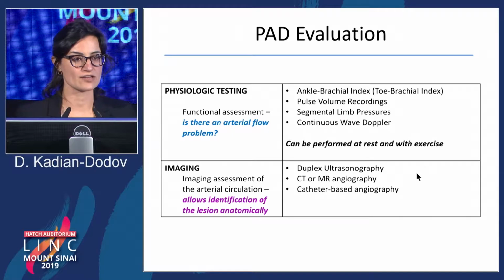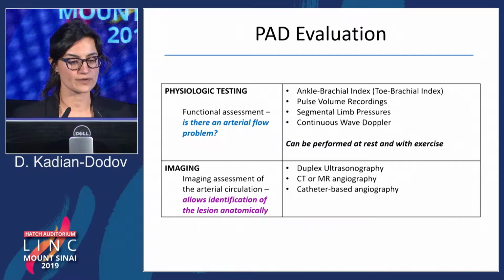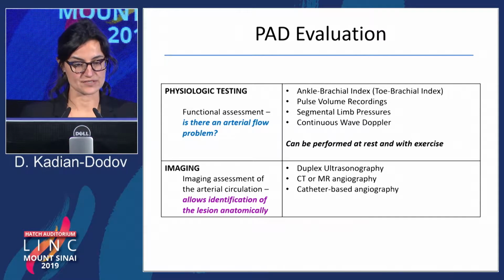So how do we actually evaluate PAD? I think about it in two ways. There's physiologic testing that tells us, is there an arterial flow problem? And we'll have some examples of that in the future slides. And then there's imaging, and that allows us to identify the lesion anatomically.